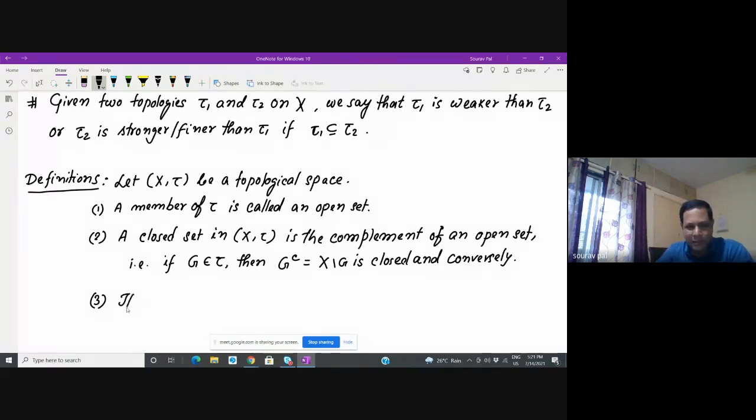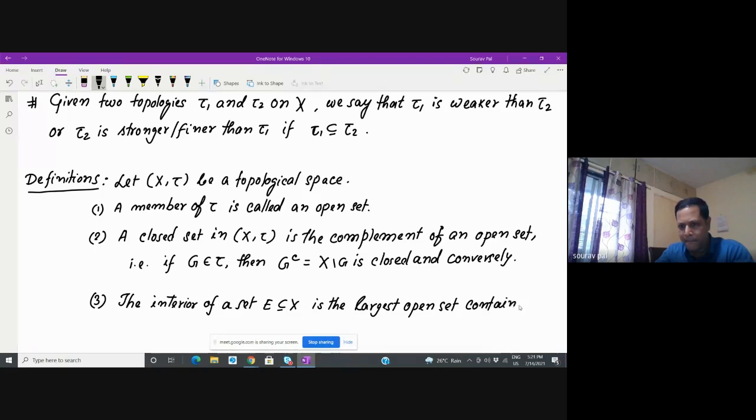Just write: the interior of a set E subset of X is the largest open set contained in E. We denote it by E interior. So this is the notation for interior.